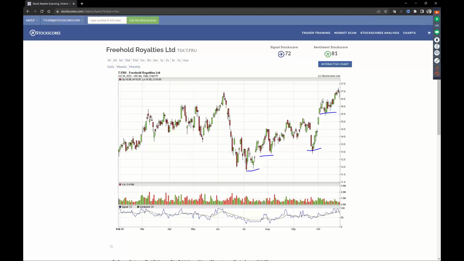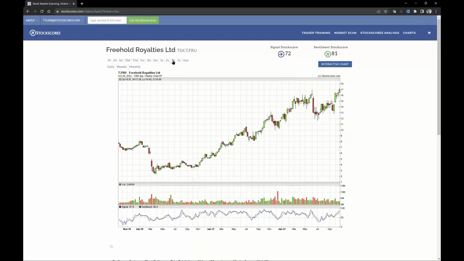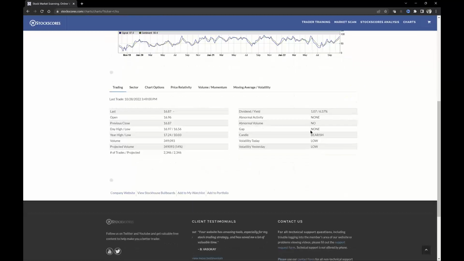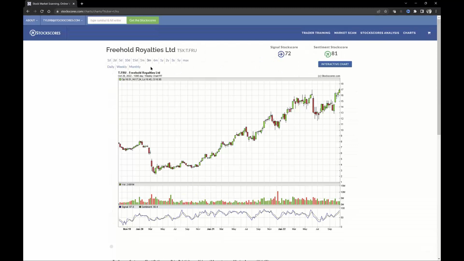So the buyers are taking control. It's quite volatile. We don't have low volatility. Let's take a look at the 3-year on this. It's in a good long-term upward trend. I would say this is a hold. I wouldn't be a buyer, but if you're in it, I would hold it. It has a pretty healthy yield, 6.37%. So that helps. I don't know if that's sustainable, but good hold. I wouldn't buy it though. I just think it's a little bit risky.